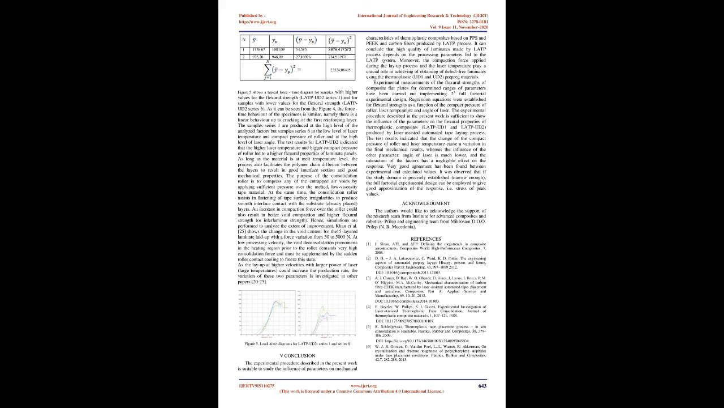The test results for Latp-UD2 indicated that the higher laser temperature and bigger compact pressure of the roller led to higher flexural properties of laminate panels. As long as the material is at melt temperature level, the process also facilitates polymer chain diffusion between the layers, resulting in a good interface and good mechanical properties. The purpose of the consolidation roller is to compress any entrapped air voids by applying sufficient pressure over the melted, low-viscosity tape material. At the same time, the consolidation roller assists in flattening tape surface irregularities to produce smooth interface contact with the substrate, the already placed layers.